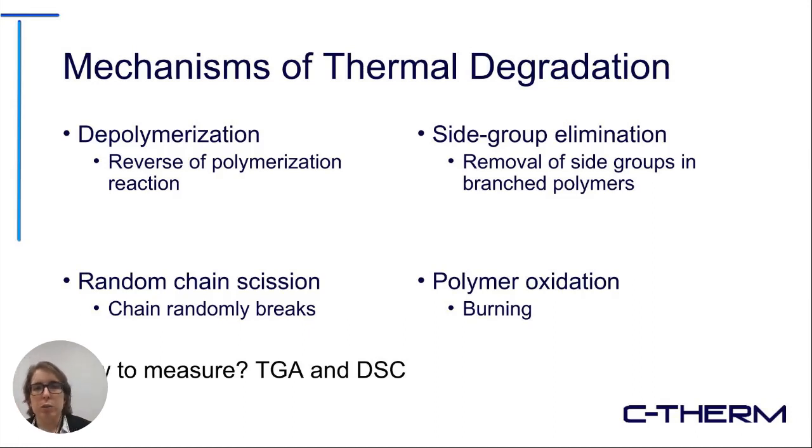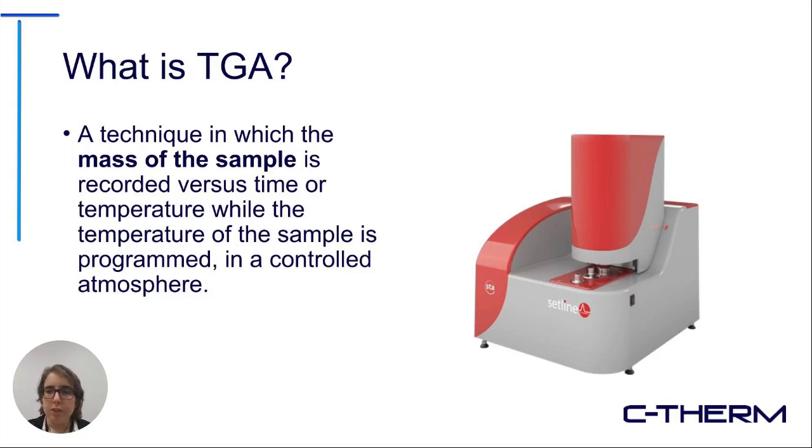So how do we measure these different mechanisms of thermal degradation? Well, the short answer is there's two techniques that we would use. The first one being thermogravimetric analysis, and the second one being differential scanning calorimetry, or DSC. I'll first start with thermogravimetric analysis, or TGA. So for TGA, you're looking at the mass of the sample material and how that behaves as a function of time.